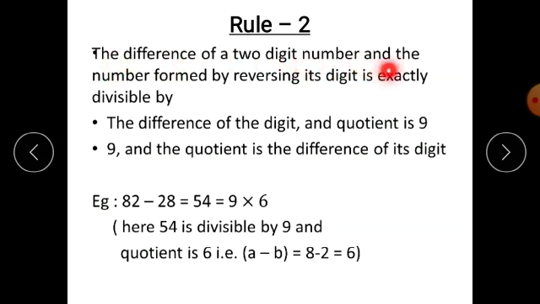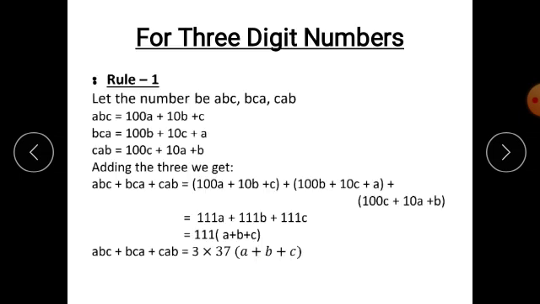The difference of a two-digit number and the number formed by reversing its digits is exactly divisible by the difference of the digits, and the quotient is 9. And if it is exactly divisible by 9, the quotient is the difference of its digits. Again, we take an example: 82 minus 28 is 54, which is 9 into 6. So here 54 is divisible by 9 and the quotient is 6, that is A minus B, which is 8 minus 2, 6. Right?